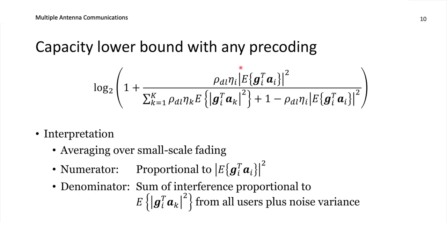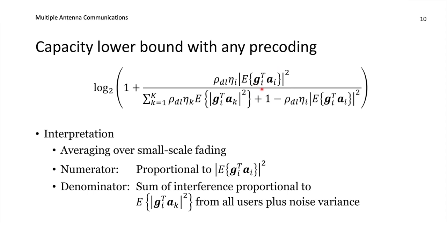In the numerator, we get something that is proportional to the absolute value square of this channel part that we know, which is constant. And in the denominator, we get the sum of interference from all the users, the noise term, and then the subtraction of the part from the user of interest. So this is a capacity lower bound that we can use for any choice of precoding vectors, A_I. And the more channel hardening we're having, the better this bound is going to be, the closer it's going to be to true capacity when actually the expected value of this term is very close to the actual realization that we get in every coherence interval.